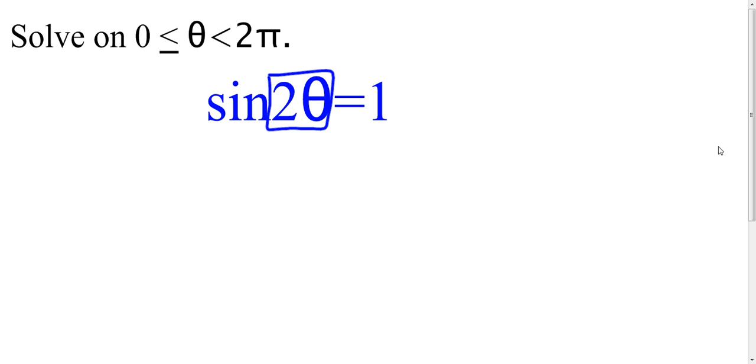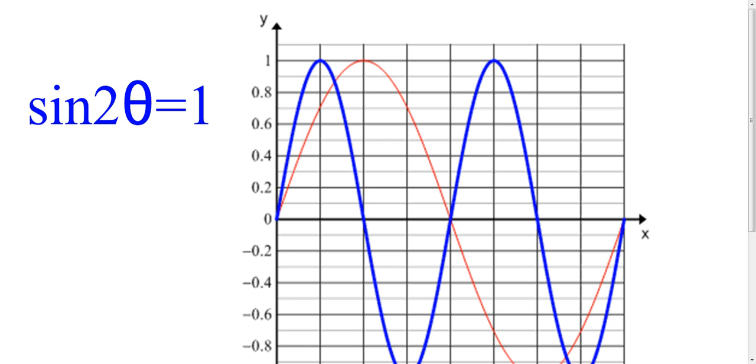You first of all figure out where sine is 1 on the unit circle. Okay, so this is what I'm going to tell you. Sine, which is your y value. Okay, sine is your y value. So if you think about your unit circle, well, this is the graph of sine 2 theta. The red line is regular sine theta, and sine 2 theta is the blue line. Okay, so I can see that there's going to be more spots.